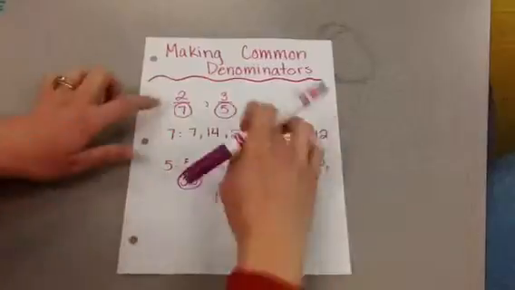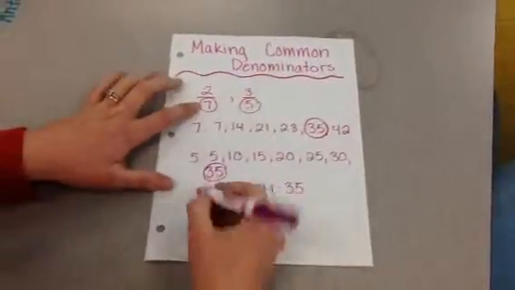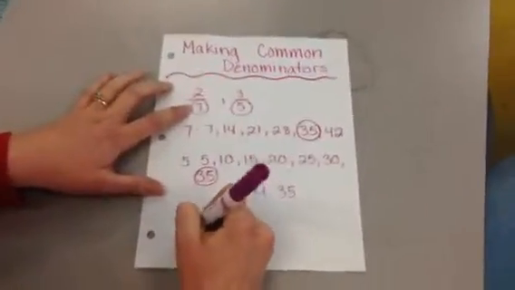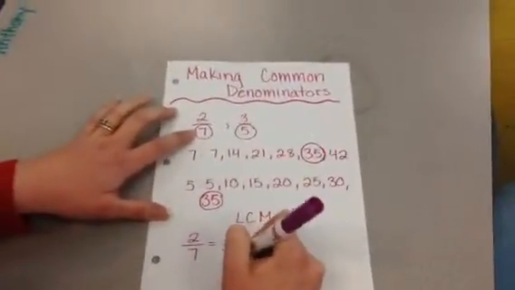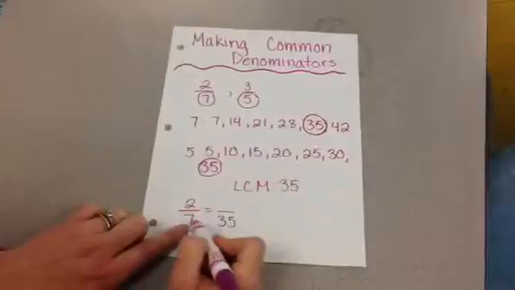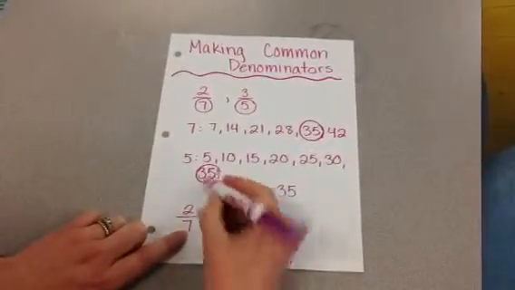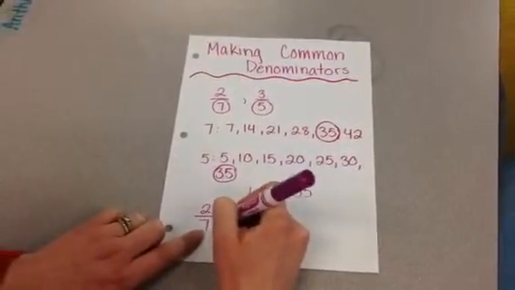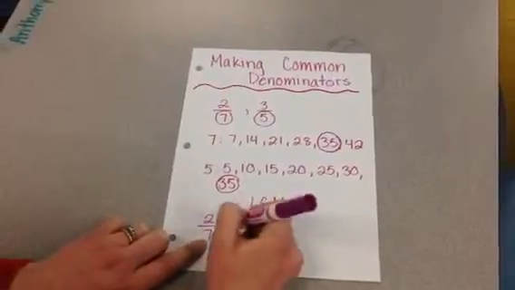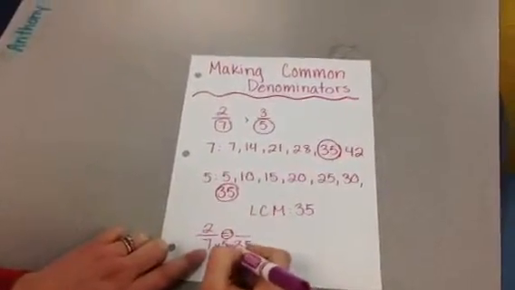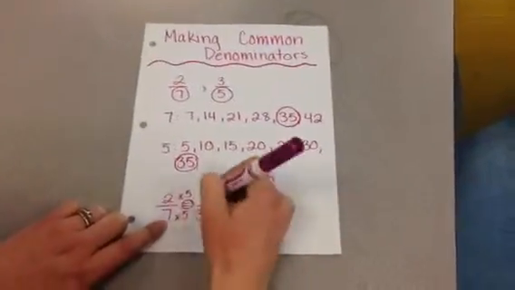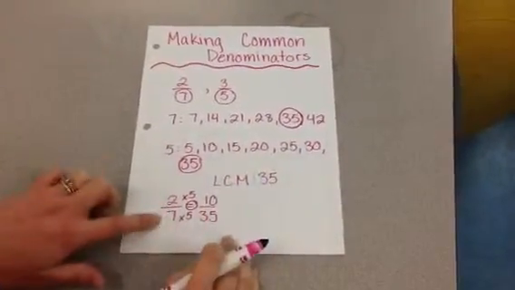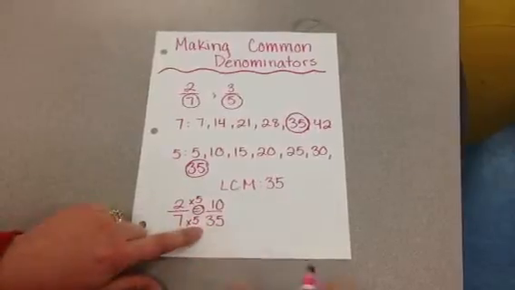So now I'm going to take each of these fractions and I want to rewrite them as a fraction with the denominator of 35. So I have to ask myself, what do I have to do to 7 to get to 35? Well, I have to multiply by 5. Well, in order for this fraction to be equivalent, whatever I do to the denominator, I have to do to the numerator. So 2 times 5 would be 10. So 2/7 is the same thing as 10/35.